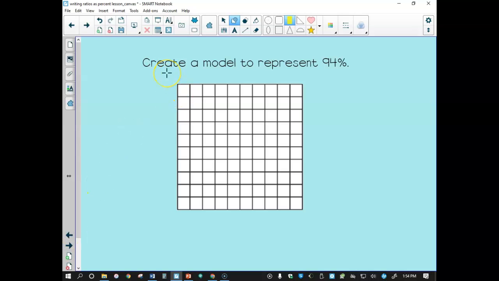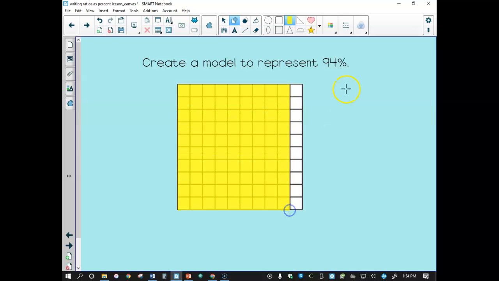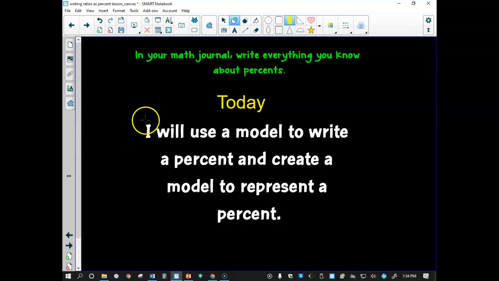Last one, I'm going to create a model to represent 94%. So I need 9 rows, or 90, so that's all the way over here, and then I need 4 more, and now I have a model that represents 94%. So I just created a model that showed 94%. I have 94 yellow squares and 100 total units in all. So let's look at our objective one more time. I will use a model to write a percent and create a model to represent a percent.